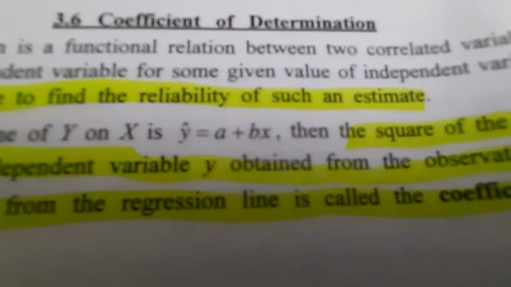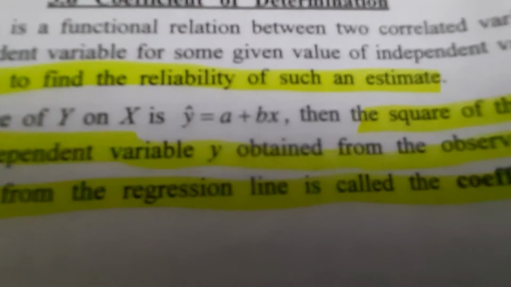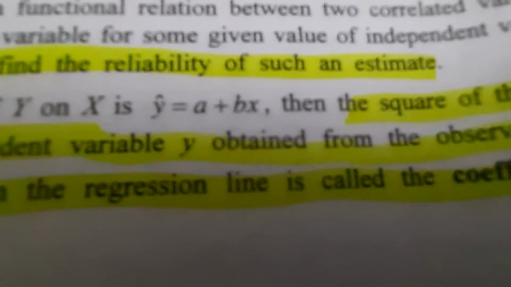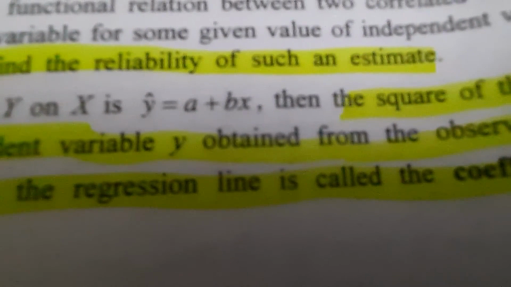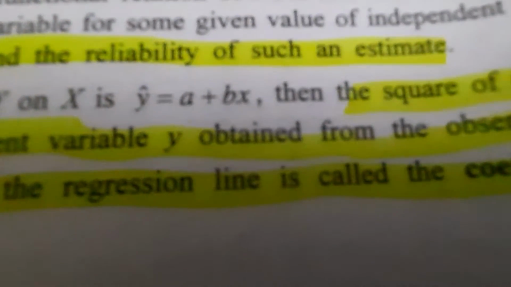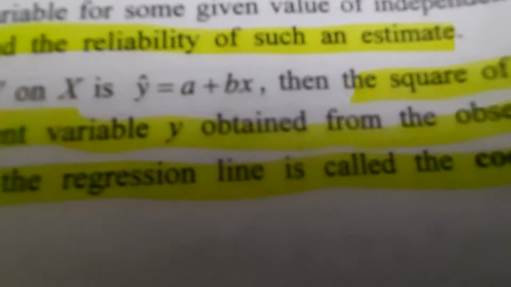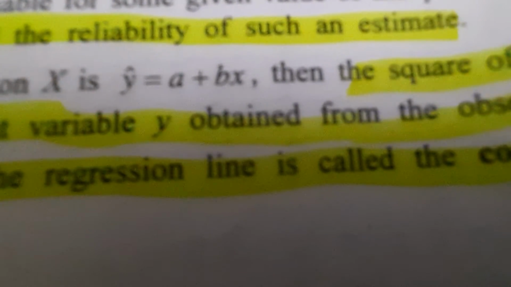Let us now see the coefficient of determination. We have already learned that regression is a functional relationship between two correlated variables, and it is useful to estimate the value of the dependent variable for some given value of independent variable. The coefficient of determination is a measure to find the reliability of such an estimate.